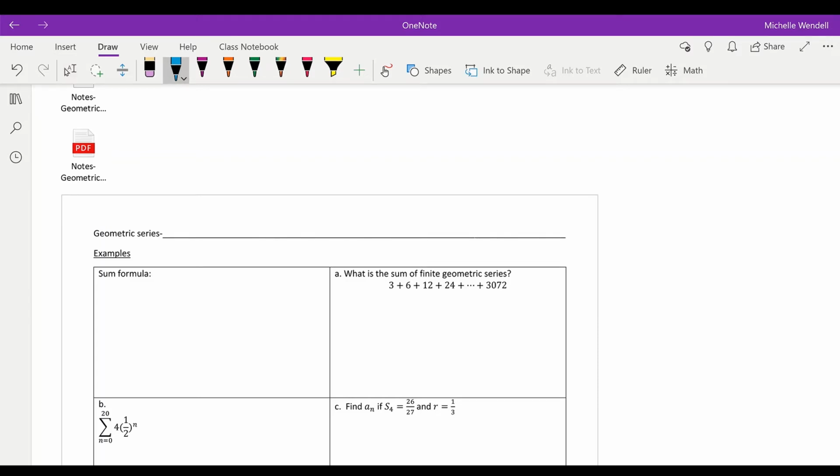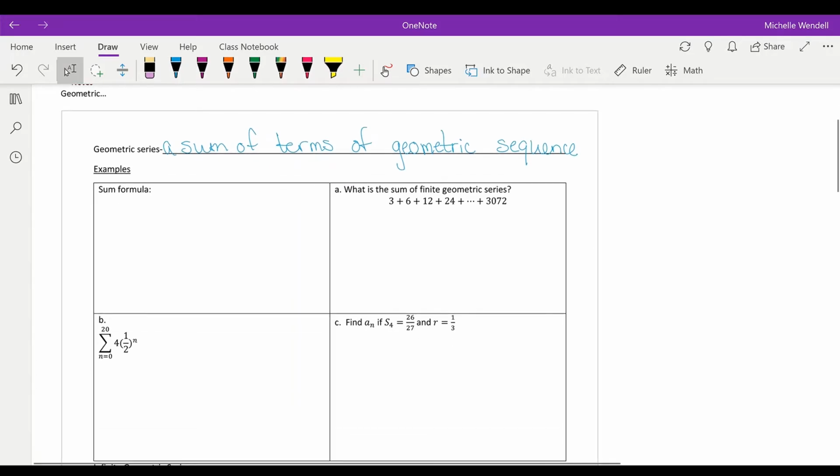In this video, we're going to talk about a geometric series. A geometric series is a sum of terms of a geometric sequence. There are two types of geometric series, an infinite and a finite type. And the first one we're going to talk about is the finite type.